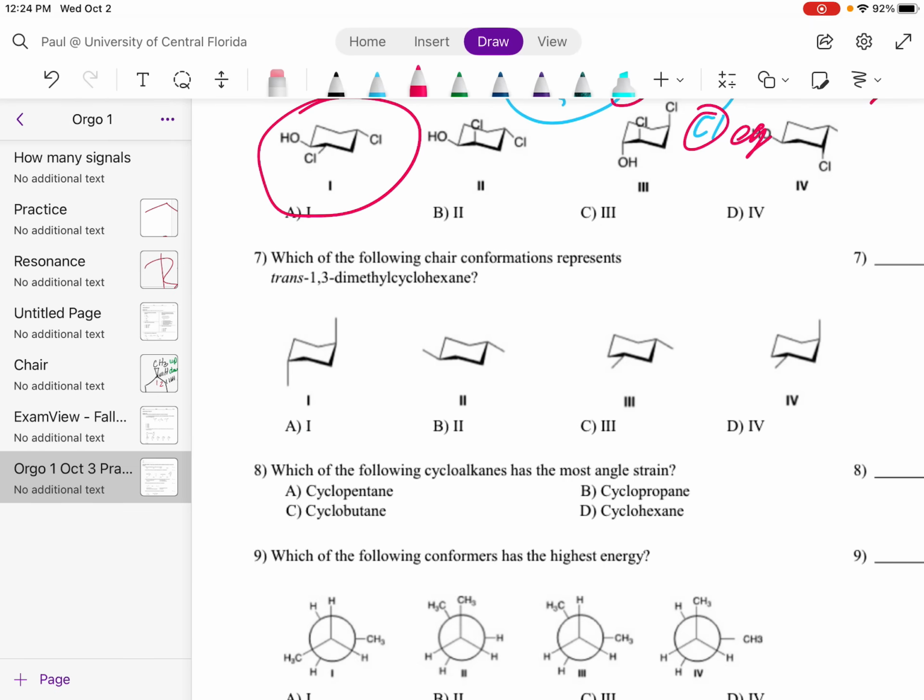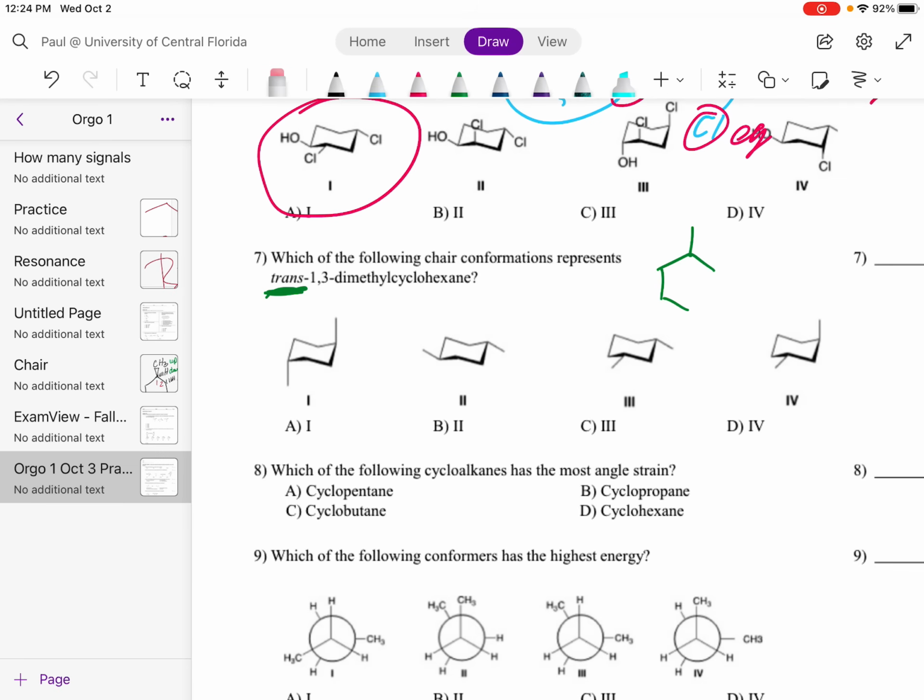Question 7. Which of the following chair conformations represents trans 1,3-dimethylcyclohexane? What I like to do is just draw it this way first, the skeletal form. And then it says a 1,3 relationship. And it says we have a dimethyl. It says we're going to have a methyl at position 1 and another methyl at position 3. We can see if we count 1, 2, 3. But there's the trans right there. It's telling us the stereochemistry amongst these guys. And it says they're trans.